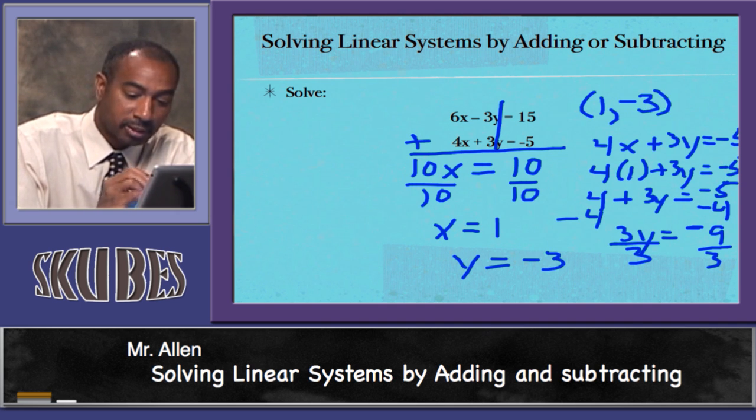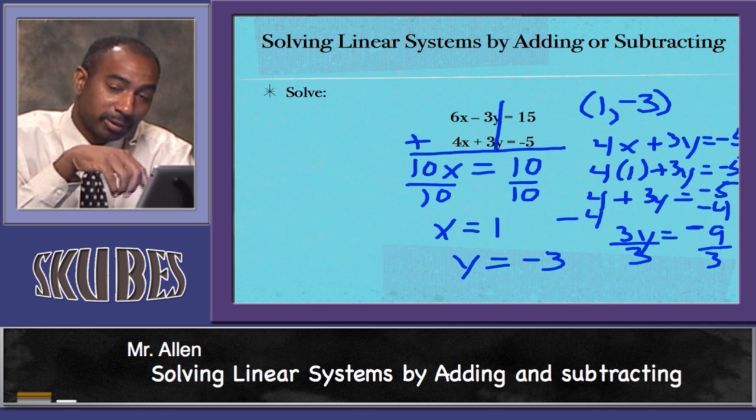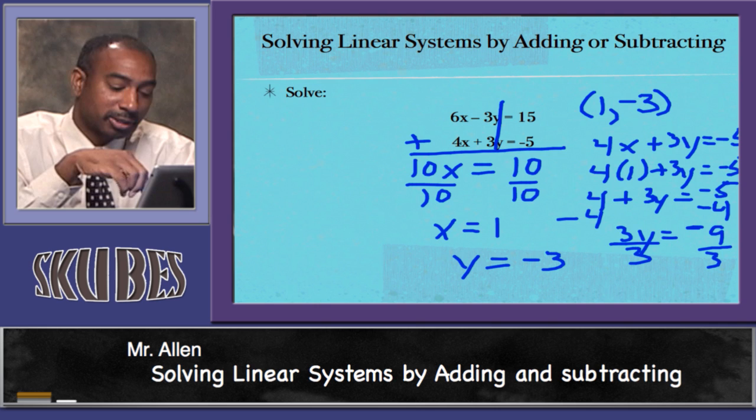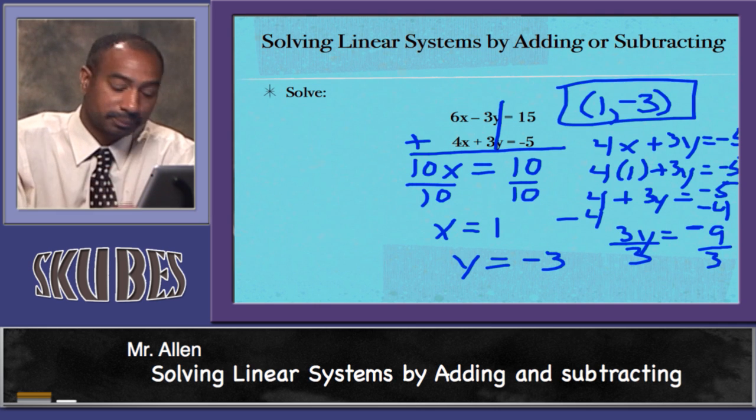You want to be careful with the signs here because it makes a difference with ordered pairs. Because 3 would be a lot different than negative 3. It would be a different direction. So 1, negative 3 is the point of intersection.